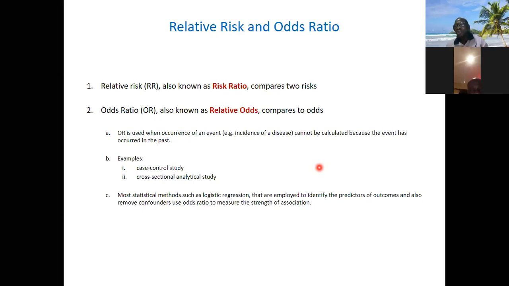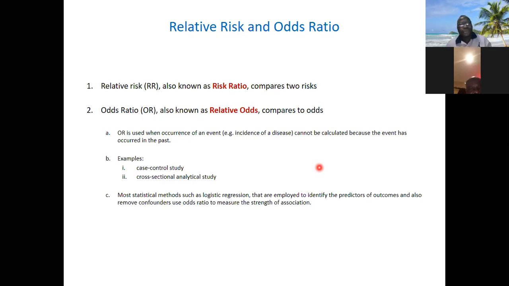Both relative risk and odds ratio are ratios. So you can as well call relative risk a risk ratio because you are dividing two risks. You can also call odds ratio relative odds because the relativity there is that you are dividing one by the other. You are looking at how many times one is greater than the other. So risk ratio is at the same time relative risk, odds ratio is at the same time relative odds.